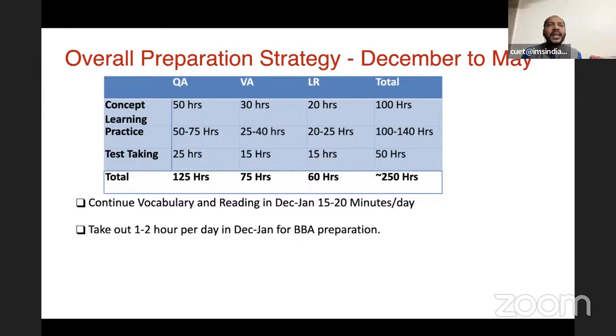So suppose you are attending any classes or preparing through any institute, and they are conducting concept learning through the classes they're taking, that time has also been included here. So someone who's taking coaching from someone, the classes would also have to be attended and self study. The total time is 250 hours.